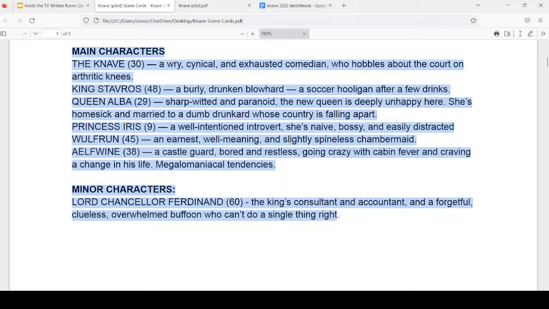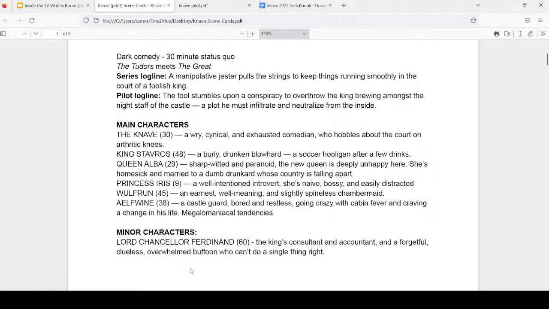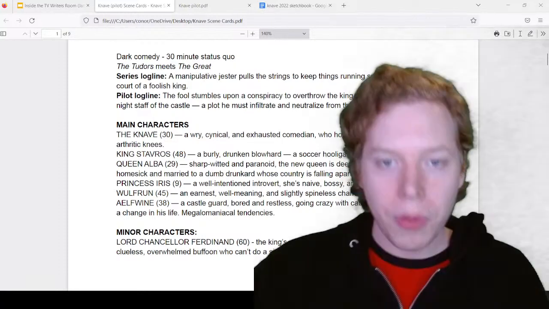You don't want to do way more than this, or else we're going to start getting kind of lost. Minor character here would just be the Lord Chancellor, who's the king's accountant and just an overwhelmed buffoon who can't do anything right, and the knave hates him. Okay, that's the cast list.